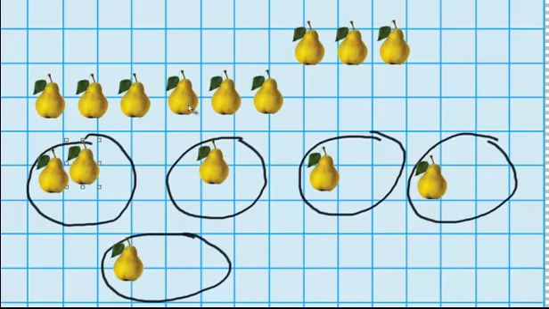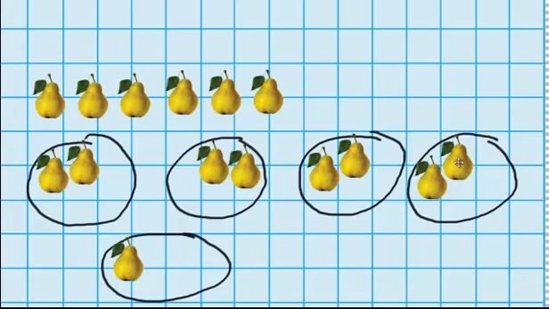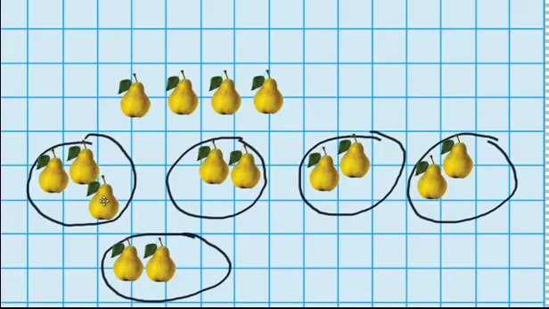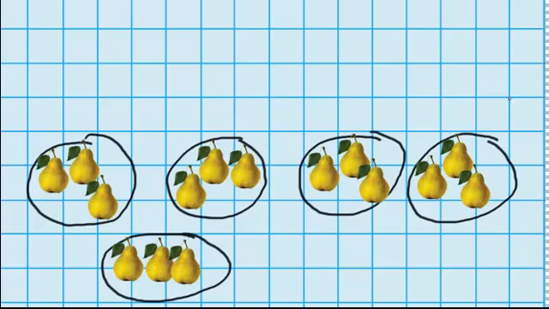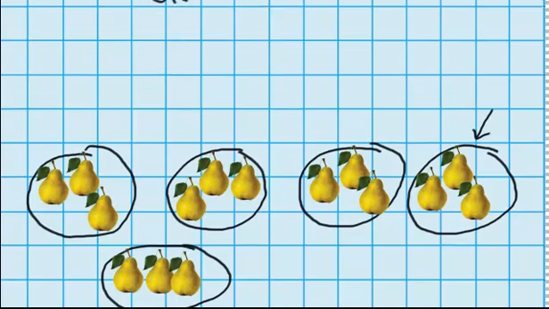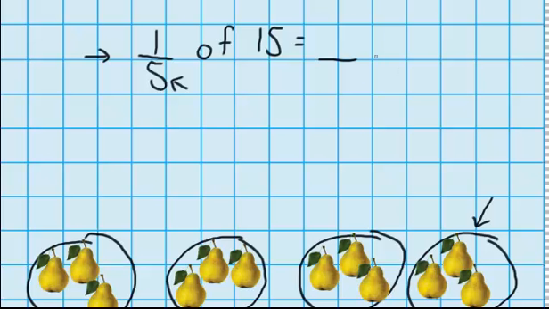And I'm going to keep sharing out all the pairs like that until I've got no pairs left. So now you can see I've shared out all of the pairs, and there are 3 pairs in each group. So if I go back up to my question, 1/5 of 15 must be 3.